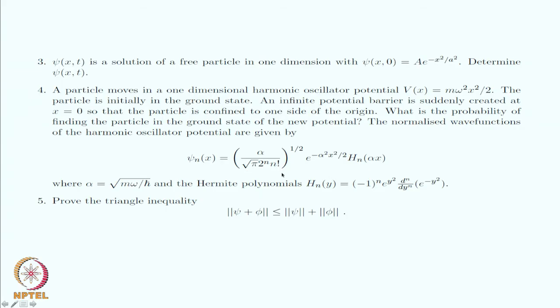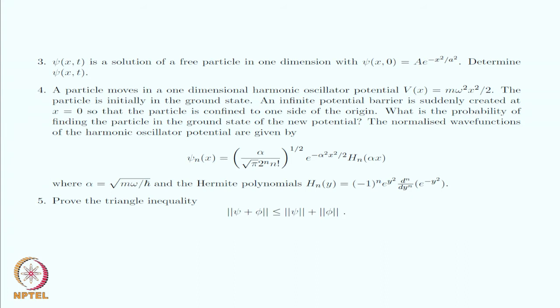Then the normalized wave functions of the harmonic oscillator potential are given to you. So, this is the normalized wave function. Here alpha is nothing but the square root of m omega upon h cross, and the Hermite polynomial is given to you, which we will require while we perform the integration. So, now let us get started.